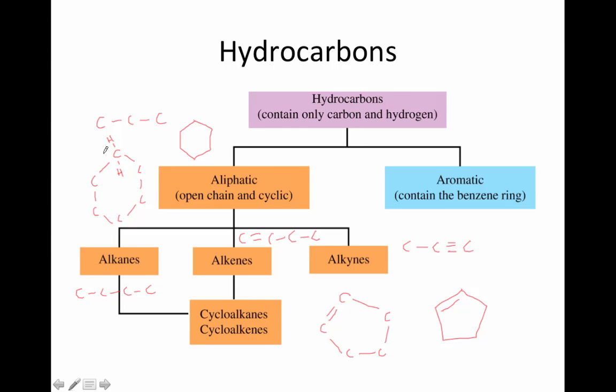The name of this is called cyclohexane. The hex is a prefix associated with the number 6. This is called cyclopentene. It is an alkene. It's a cycloalkene, so it's called cyclopentene. And we will have separate lessons on how to name these things.